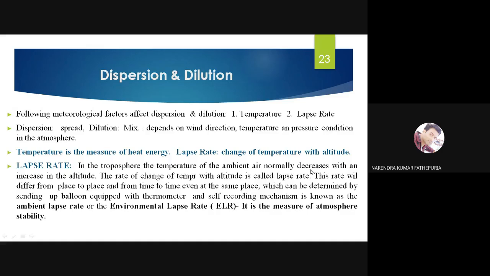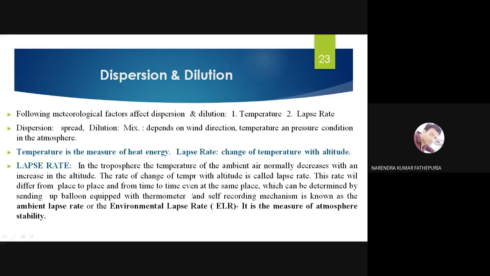In the troposphere, the temperature of the ambient air normally decreases with an increase in altitude. This is the common theory, right? In the troposphere region, the temperature of the ambient air normally decreases with an increase in altitude. The rate of change in temperature with altitude is called the lapse rate, and this rate will differ from place to place. These are the technical terms that we are going to use while analyzing and measuring the pollution. Once you analyze and measure the quantity of pollution, then you can find out the solution. The control and measurement part of the pollution will be different. I will be talking later, right?